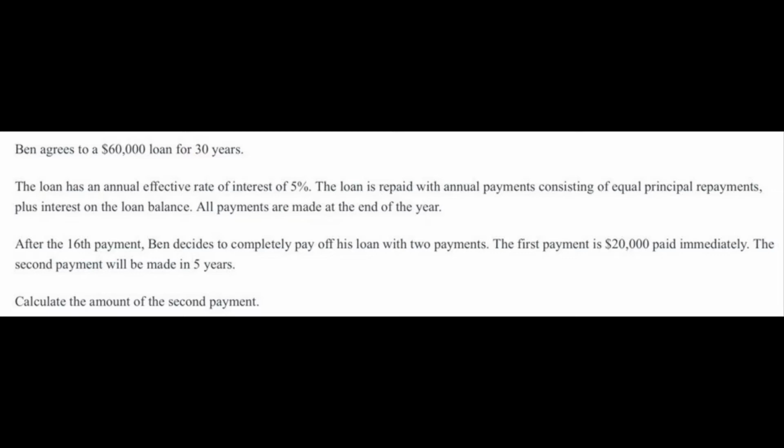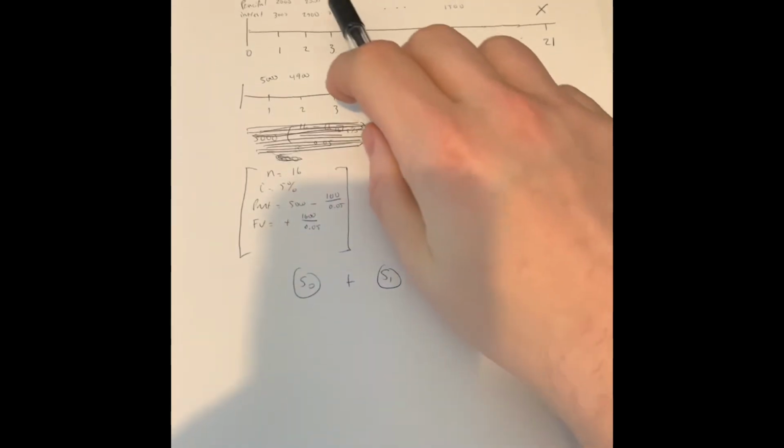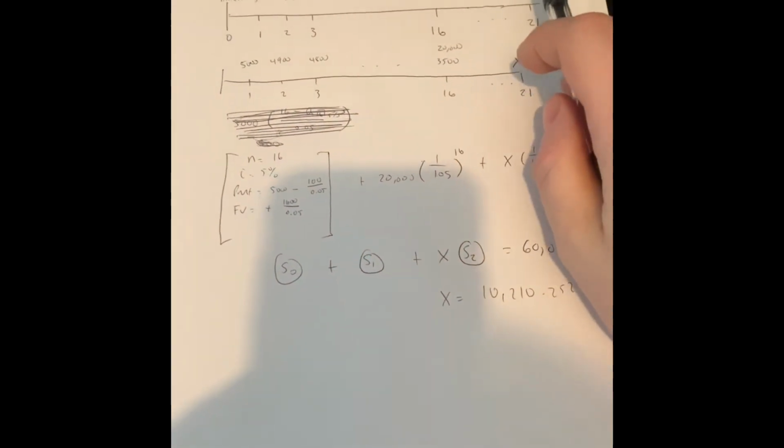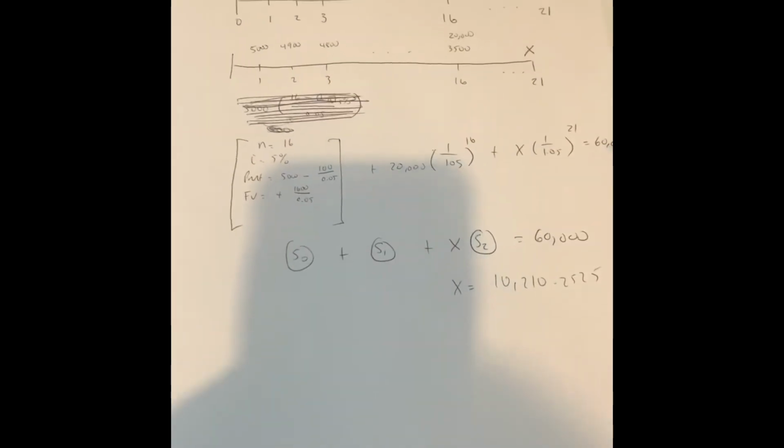So the first thing to note is that the loan is repaid with annual payments consisting of equal principal payments. So what that means is you're just going to take the total principal and divide that amongst the number of payments. When this repayment plan was initially created, it was for a term of 30 years with annual payments. So you would take that $60,000 divided by 30, and that's going to give you an annual payment of $2,000 towards the principal.